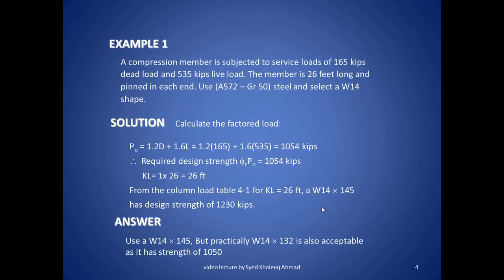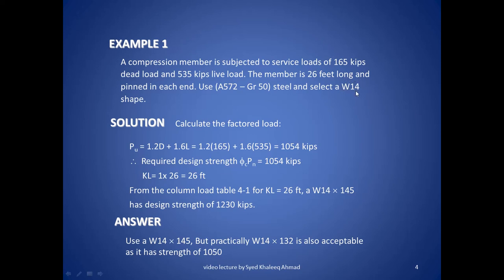Now we will see with the help of one example how we can use these AISC tables to design a section. In this example, a compression member is to be designed for service loads of 165 kips dead load and 535 kips live load. The member is 26 feet long and pinned at each end. Now the end conditions are given, so we can easily find the effective length. Steel grade is also given as 50, so you can easily use AISC Table 4.1 and select a W14 shape. So here there is a restriction to the W14 shape.